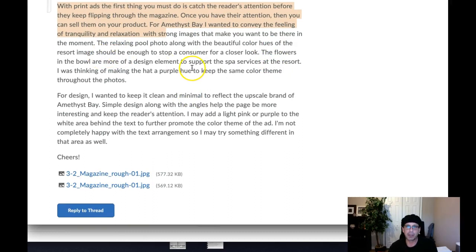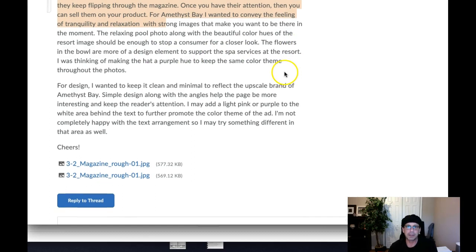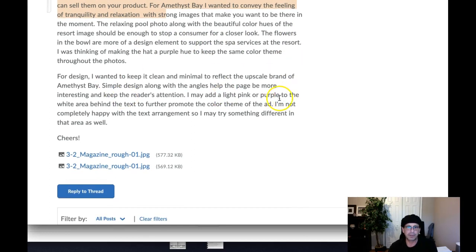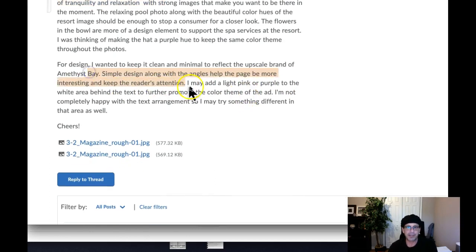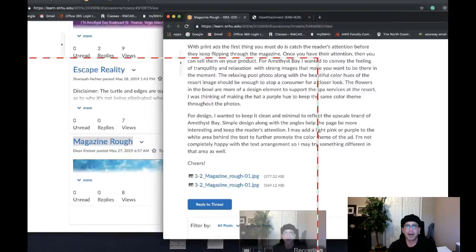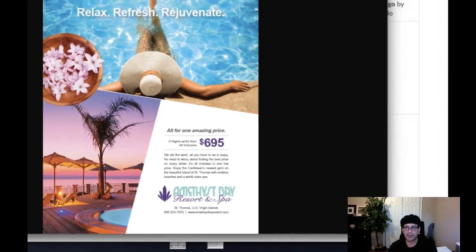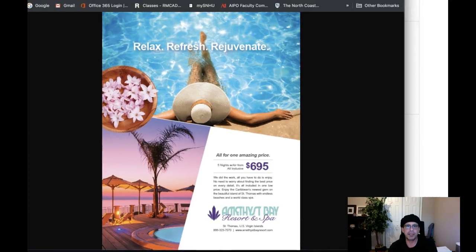Okay, talking about colors, talking about attention, minimal design, absolutely. Okay, the angles, I'm going to talk about the angles in a second, but all right, yes. All right, let's go ahead and jump in. I've got the ad open right here, and I just need to reduce the size of this just a touch so we can fit it in the screen, and that is perfect.